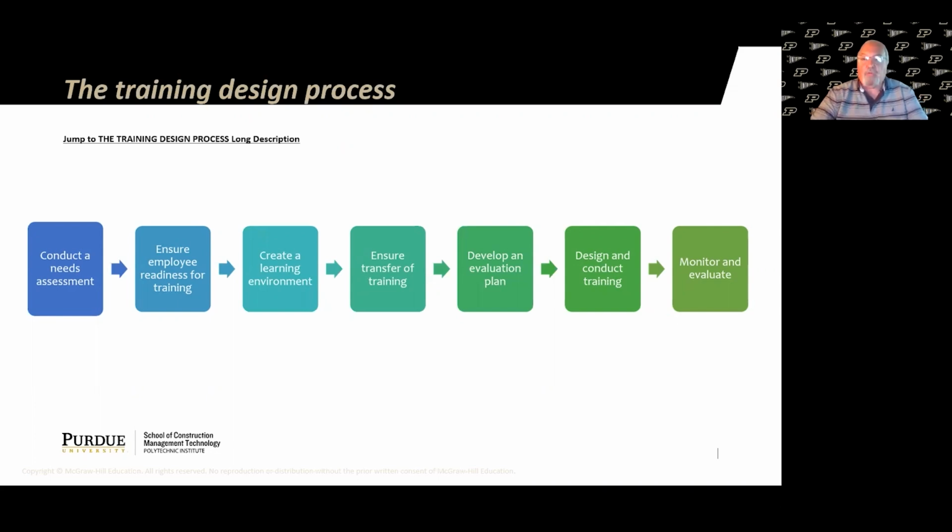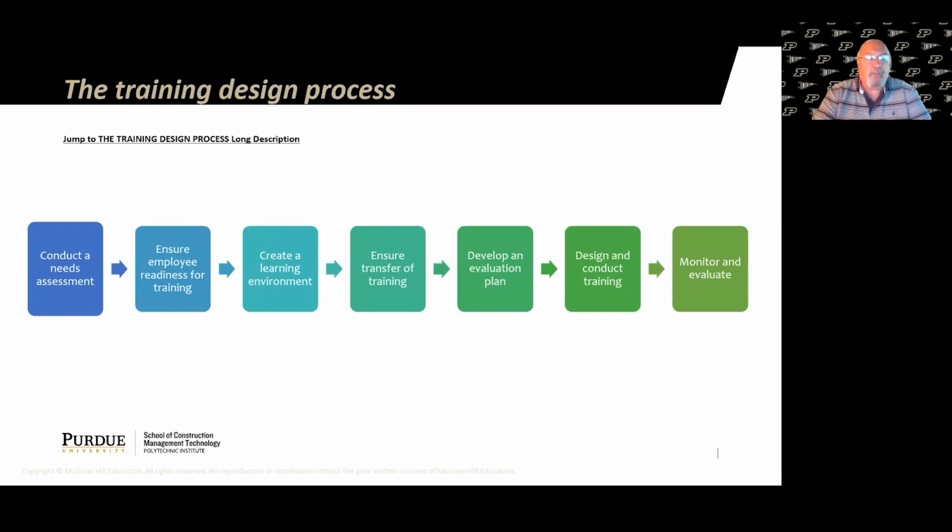One of the key components is making sure that they're ready and receptive to absorb and use the learning that you're working on. You create a learning environment so the physical space is conducive to training.